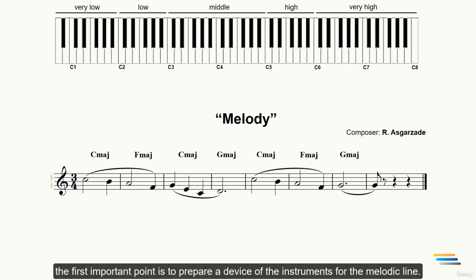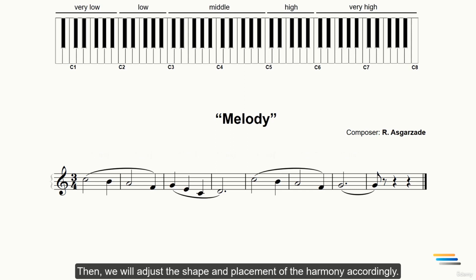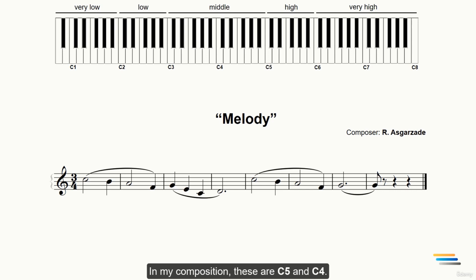Of course, the first important point is to prepare a device of the instruments for the melodic line. Then we will adjust the shape and placement of the harmony accordingly. Let's determine the top and the bottom notes of the melody. In my composition, these are C5 and C4.